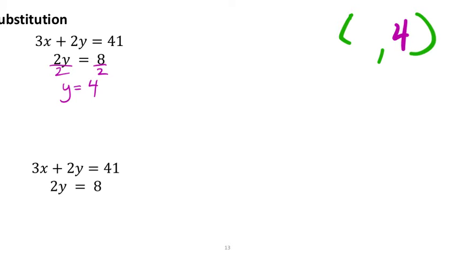Now, since this method is substitution, let's look at the second equation. So I'll just copy this here: 3x plus 2y equals 41. But now we know the y value is 4. Again, this one's nice because it came out as an actual whole value, but that won't always happen, okay?